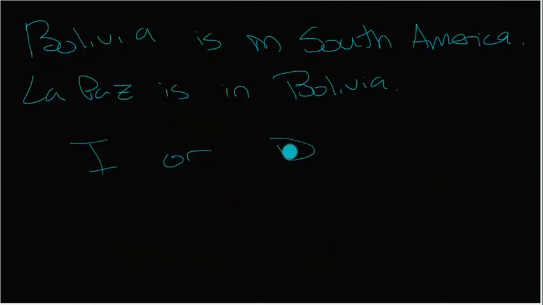So let's do some examples. Okay, so what type of reasoning is this? Bolivia is in South America. La Paz is in Bolivia. Well, this would be deductive reasoning because it's general to specific.